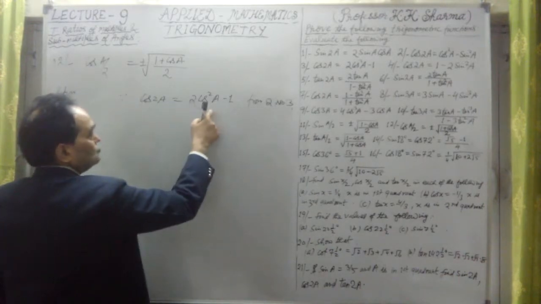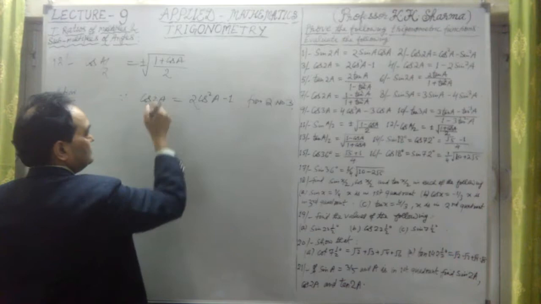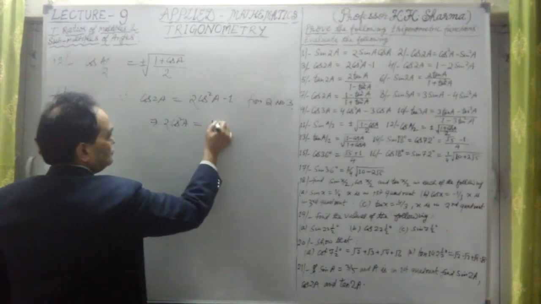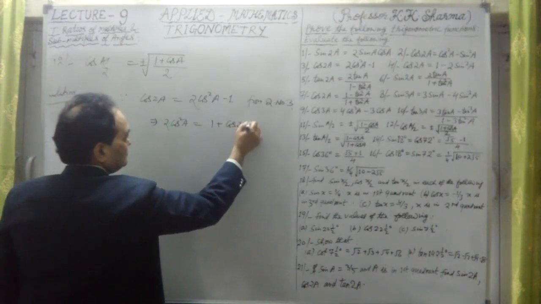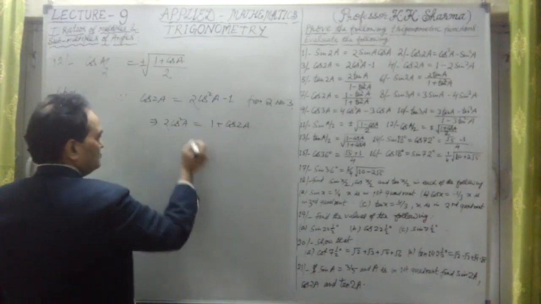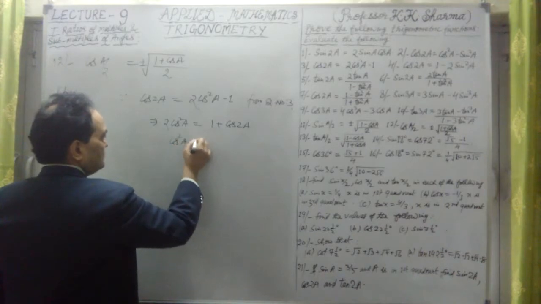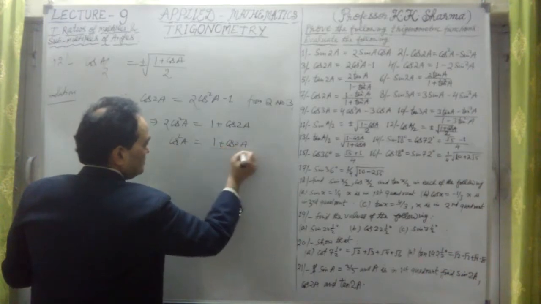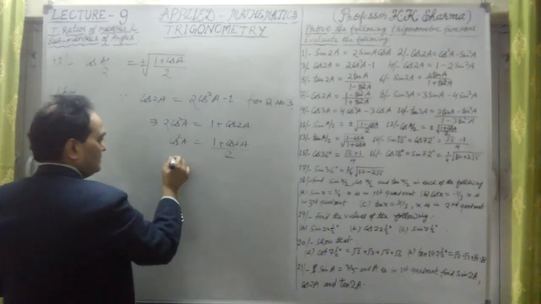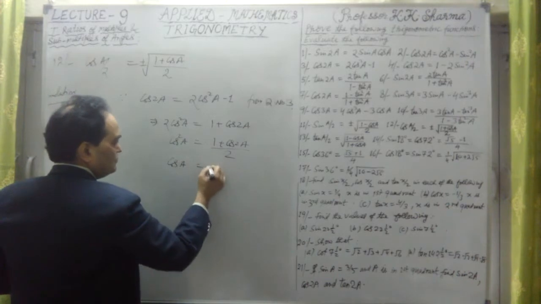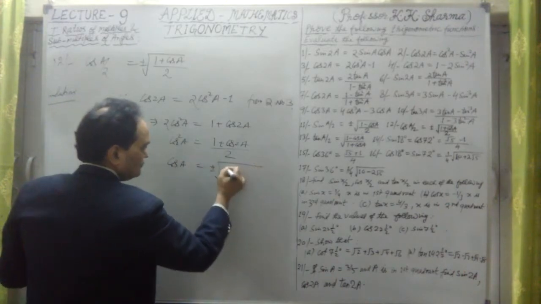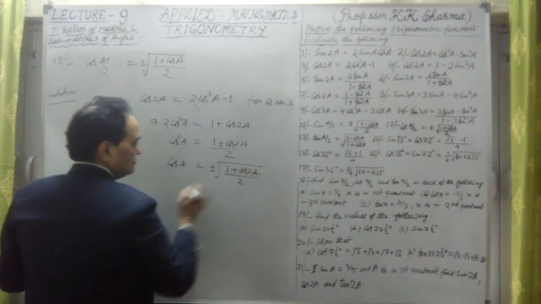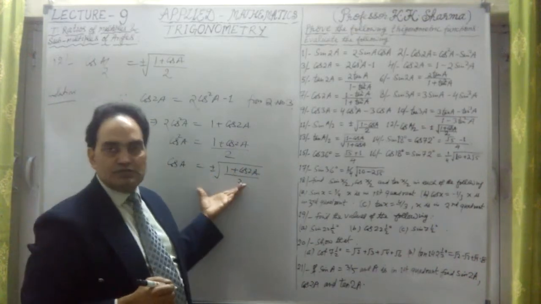So, taking this minus 1 to the other side, 2 cos square A is equal to 1 plus cos 2A. Dividing by 2, cos square A is equal to (1 plus cos 2A) whole divided by 2. Or we can write cos A is equal to plus minus, taking the square root on both sides, under root of (1 plus cos 2A) upon 2.